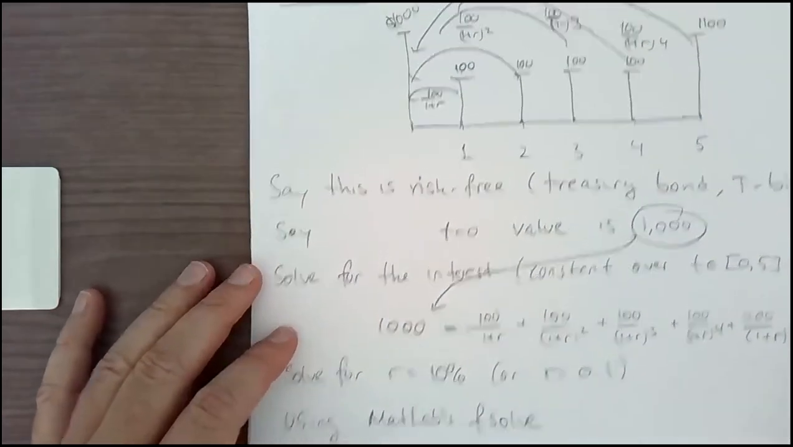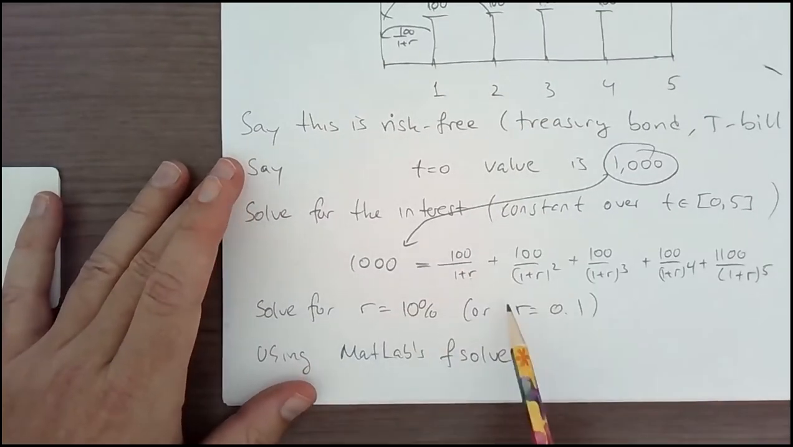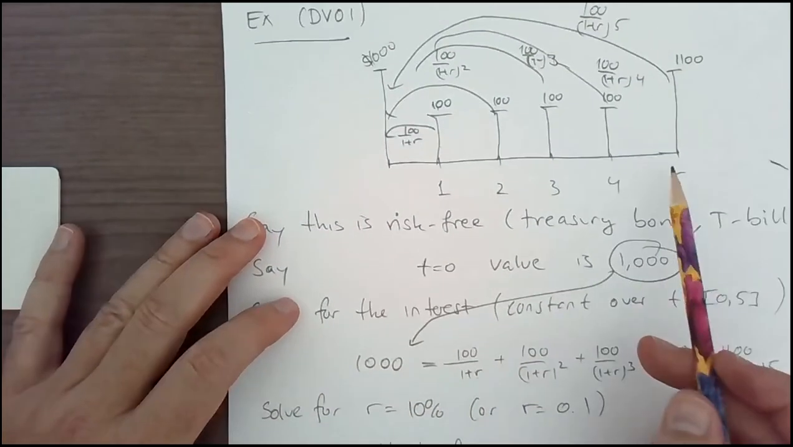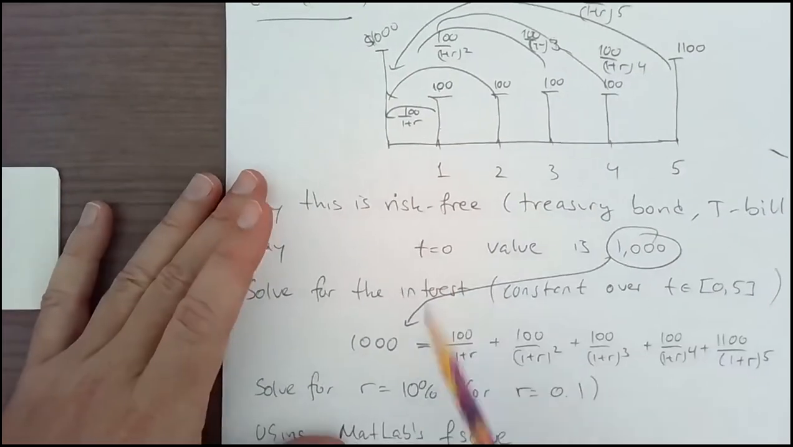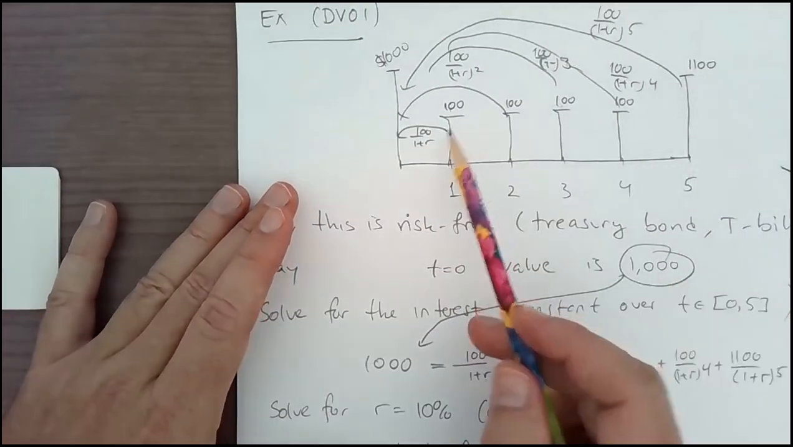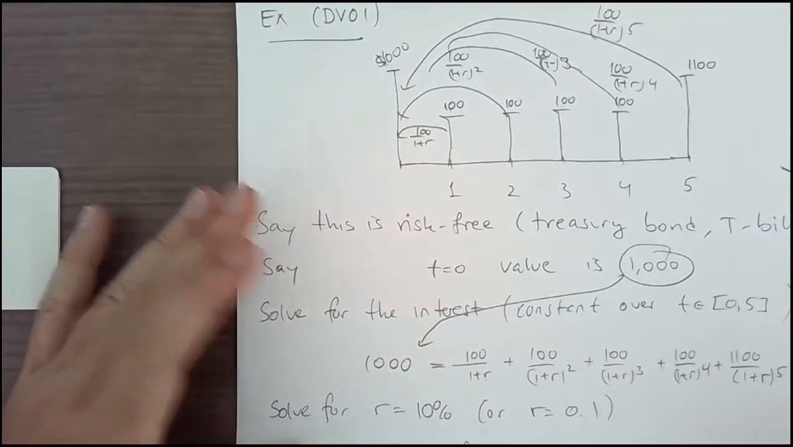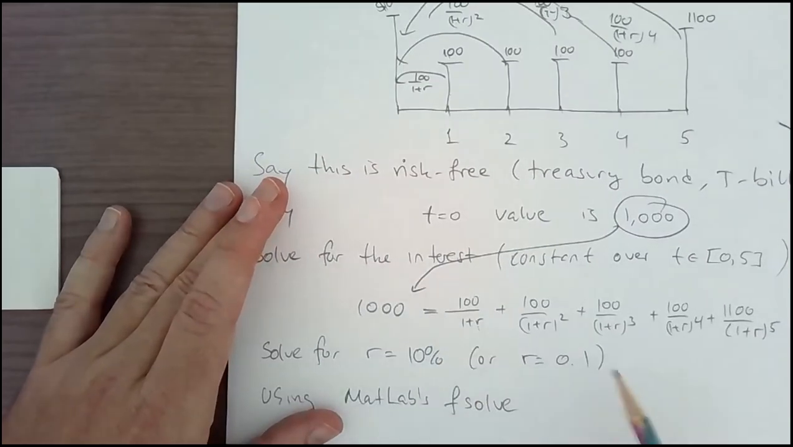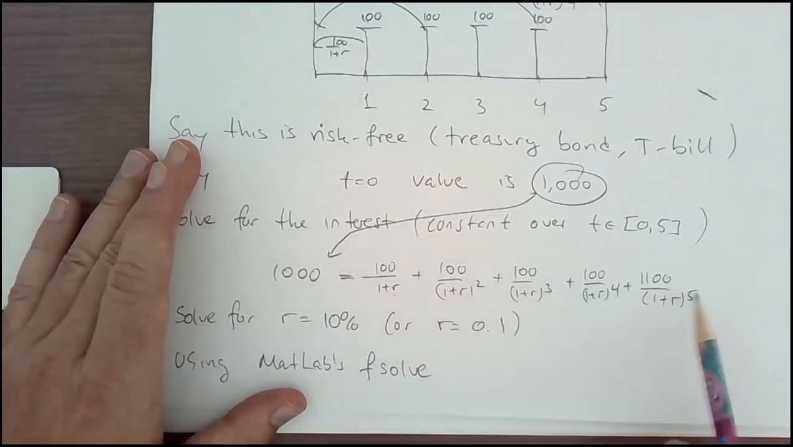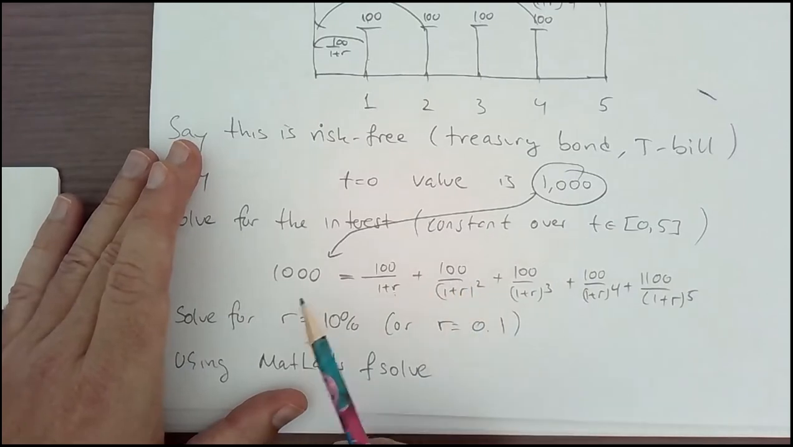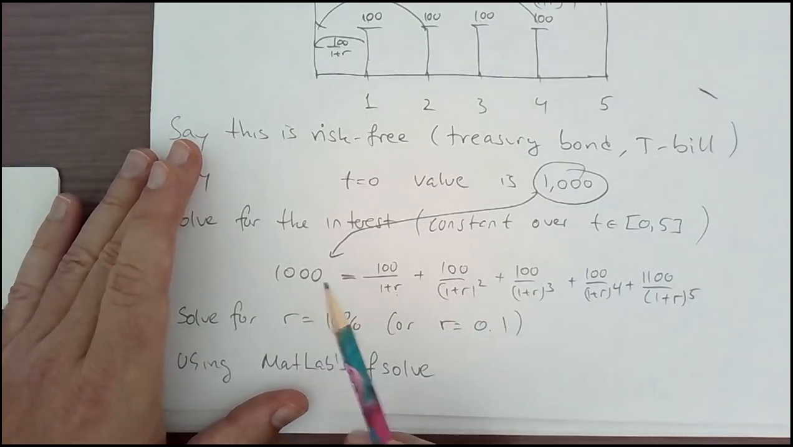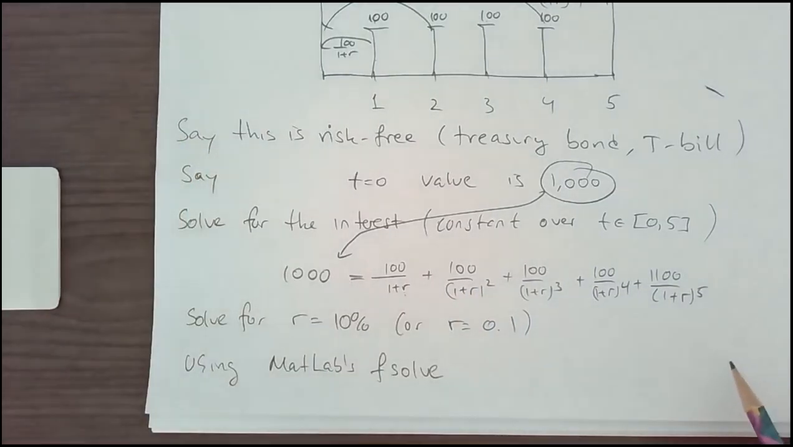So if the interest rate is 10%, all these payments here, and this is the risk-free interest rate, I'm moving them all back here, and I'm getting 1,000. It works. If R is equal to 0.1, I plug it into this equation here, I add them all up, and I'm going to get exactly 1,000 on the left-hand side. Okay, so what is DV01 about?